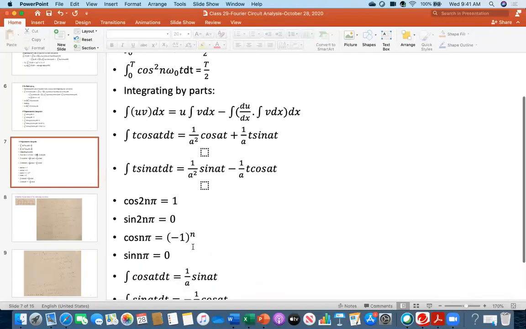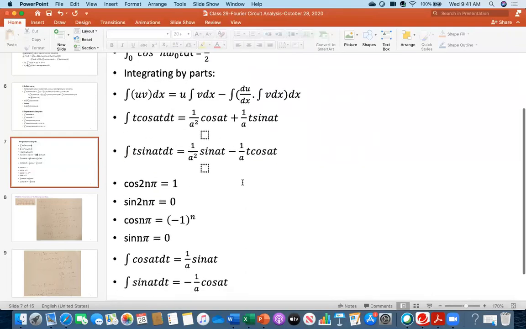Everybody look here: cos n pi is minus 1 to the power n. When it is cos 2 n pi, then it is 1. But when it is simply cos n pi, it is minus 1 to the power n. So that I said that I have made this trigonometric integral. Everything is available. If you follow this, then you are done.